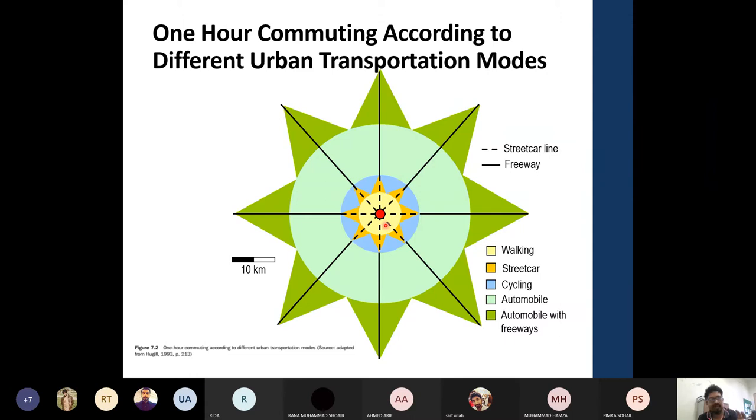Then other kinds of modes can travel or commute to different places. If we map it according to one hour of travel time, depending upon different modes, we can reach certain areas. This is again a hypothetical and ideal scenario of the shape of a particular city depending upon the kind of transportation modes available to the people. Any question regarding this figure?